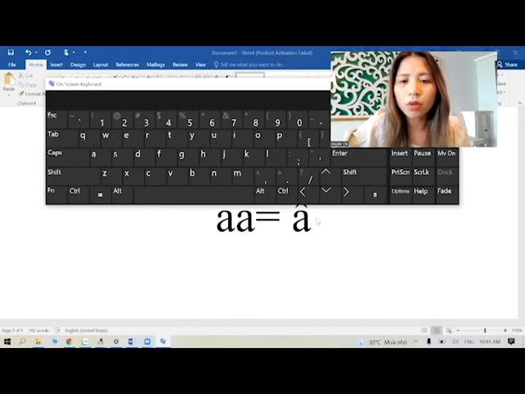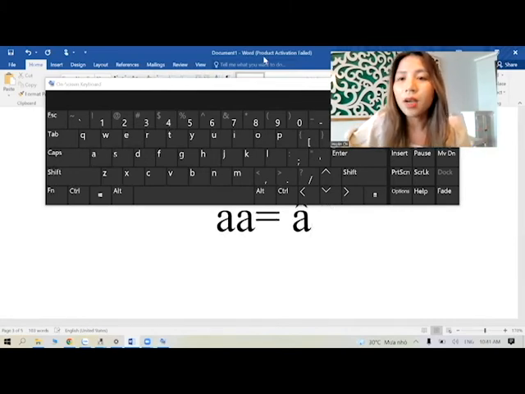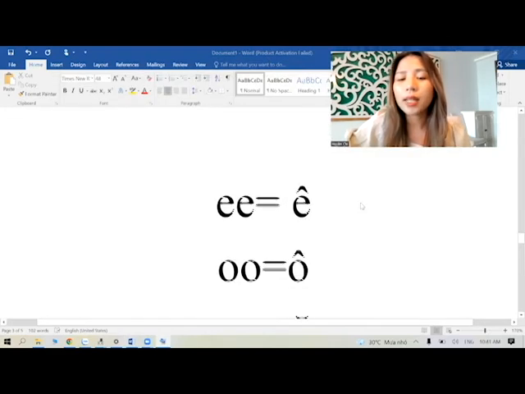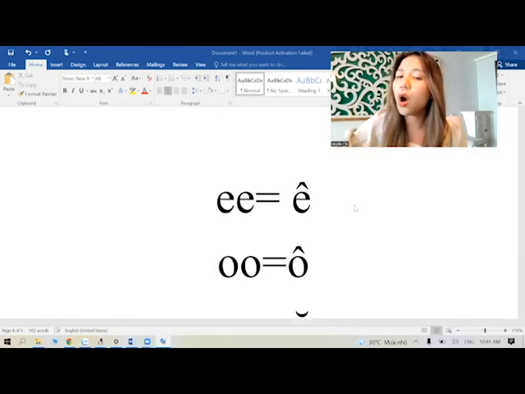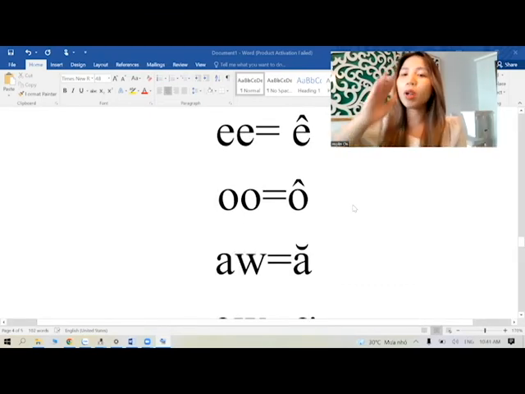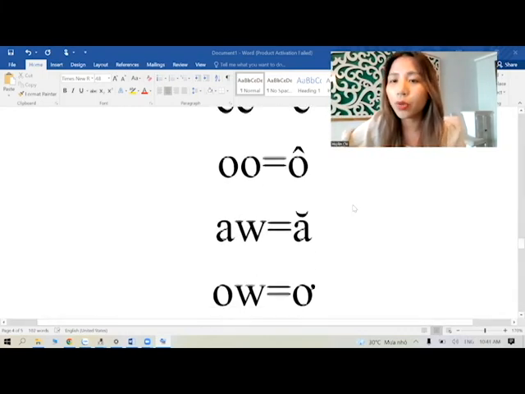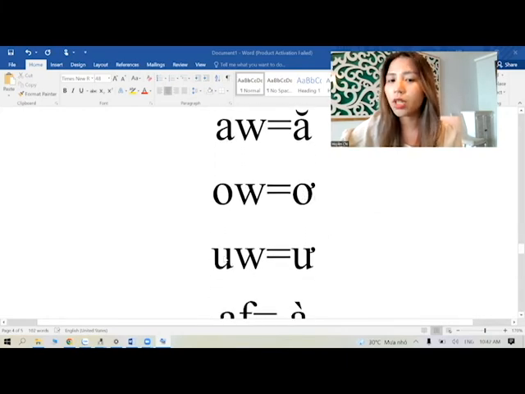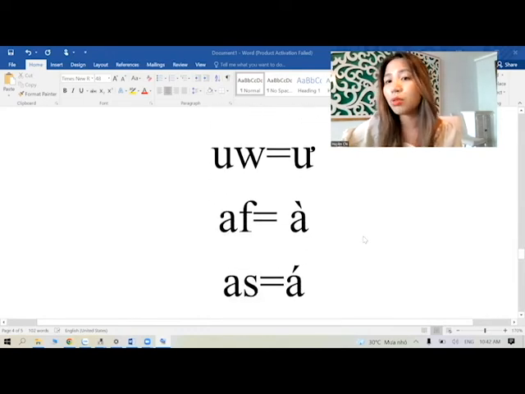Okay. So here, you see my keyboard, right? When I write A, see, it has a head immediately. The same with the letter E with a head. You write E. O with a head, O. Now, if you want to write the bow or the smile and the hook, you need to go with the letter W. AW becomes this. OW becomes this. UW becomes this.